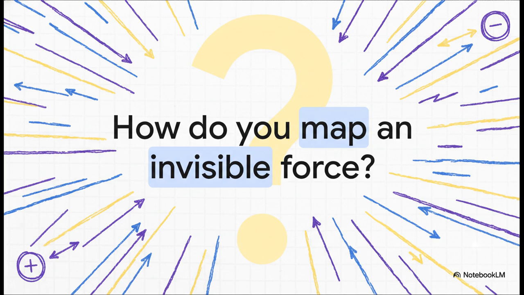So let's just start with the main problem, right? Electric fields are literally everywhere, pushing and pulling on things, but we can't see them. So how in the world do you draw a map of a force that's invisible? It's a great question, and the answer is actually surprisingly simple and pretty elegant.